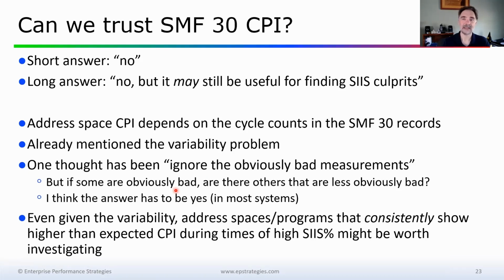And, you know, I've heard it said that, well, just ignore the obviously bad measurements. And my answer to that has always been, well, if some are obviously bad, aren't there some that are not obviously bad? And I think the answer has to be yes in most systems. But even given that, I do think that address spaces or programs that consistently show higher than expected CPIs during the times of the high SIS might be worth investigation.